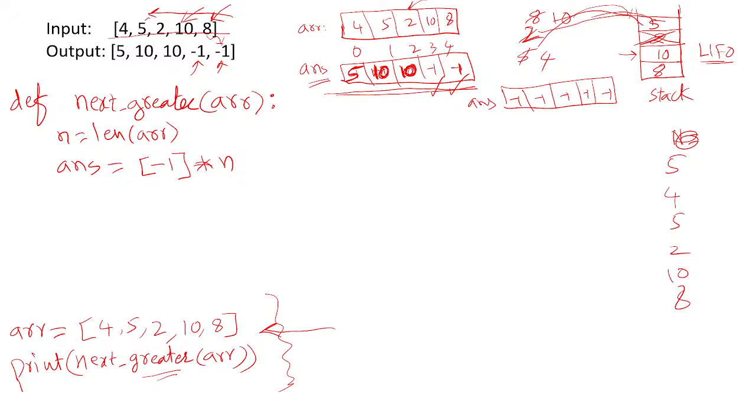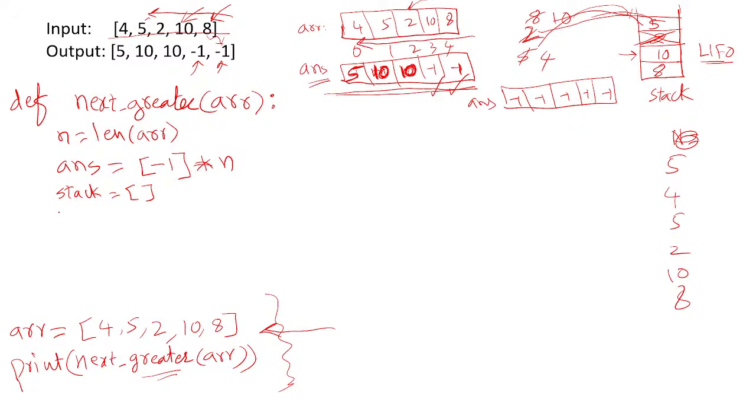Got it? Okay, so then we require a stack here. We define a stack, an empty list, here. We'll implement the stack as a list. Then what we need to do is traverse the given array from right to left.